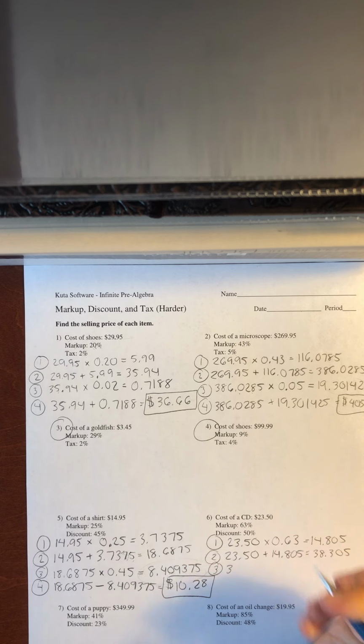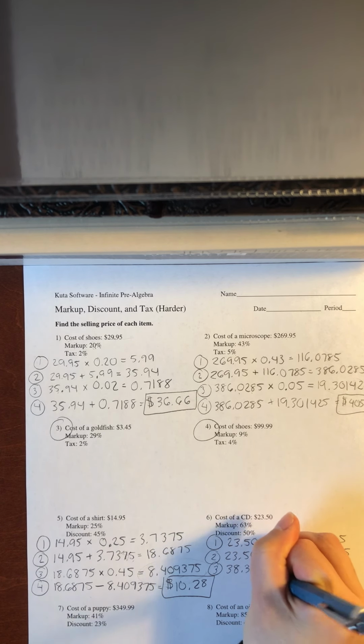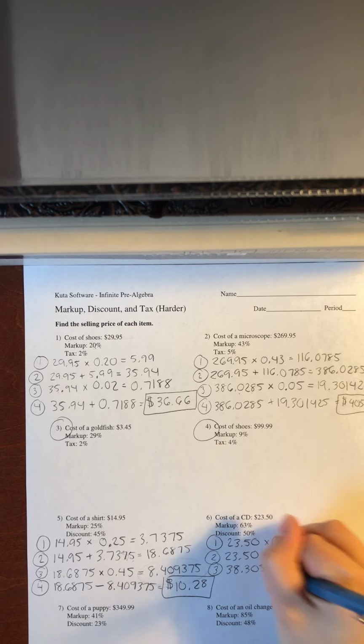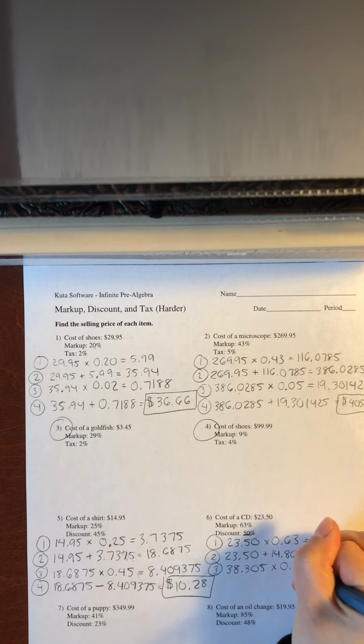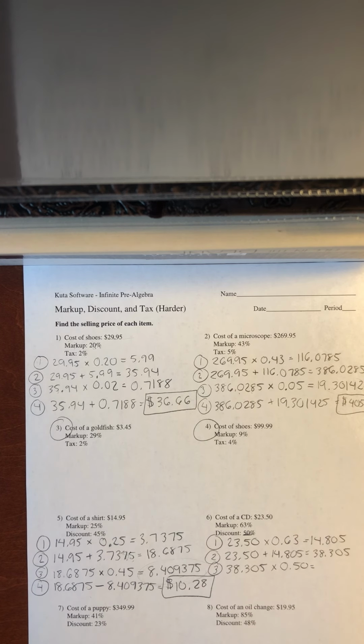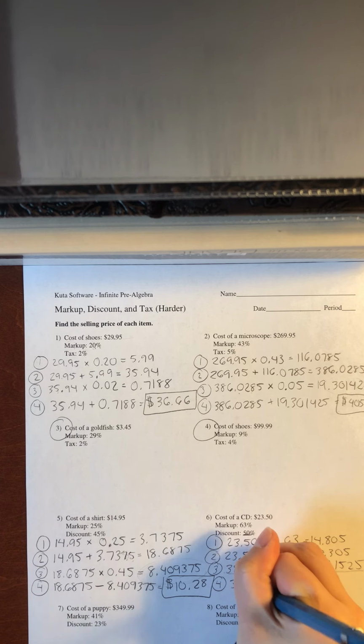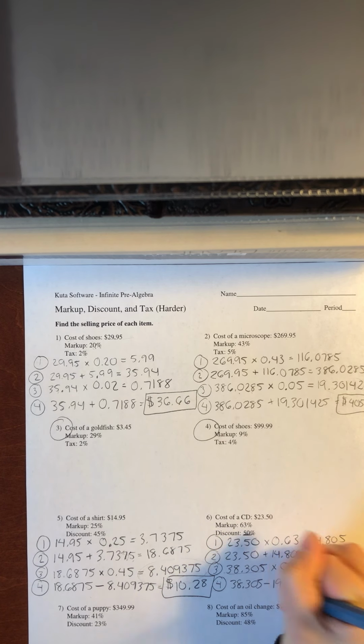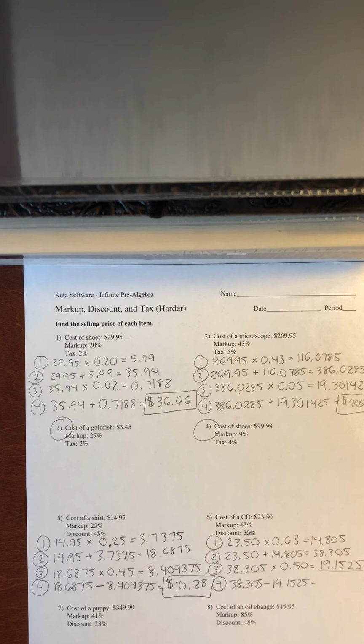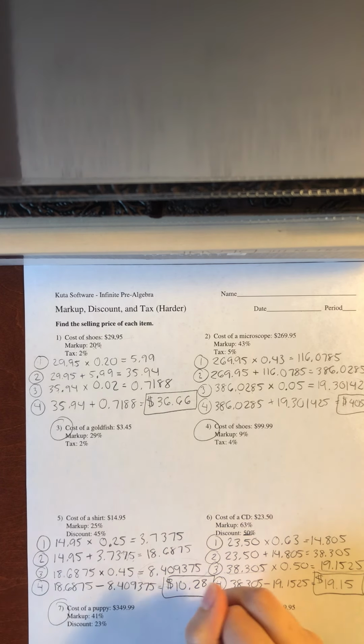Step 3, we're going to take the new cost of the CD, which is 38.305, and we're going to find what 50% of that is, since we have a 50% discount, so that's times 0.50, and that is 19.1525. So that's a discount, so we're going to take that away now from the cost of the CD, so 38.305 minus 19.1525, and we will get $19.15 when rounded off. Number 7 and 8 are also part of your assignment.